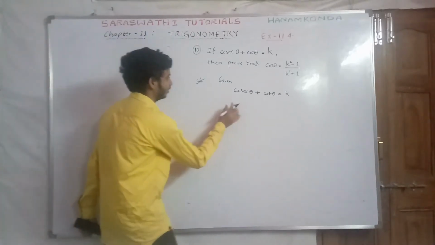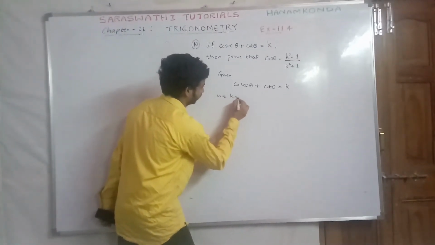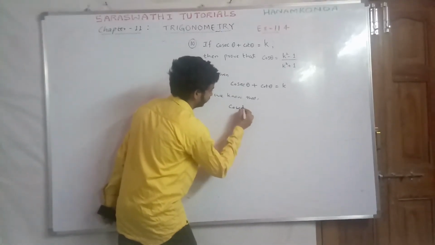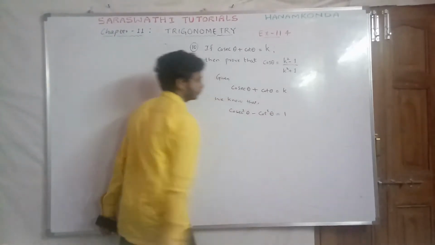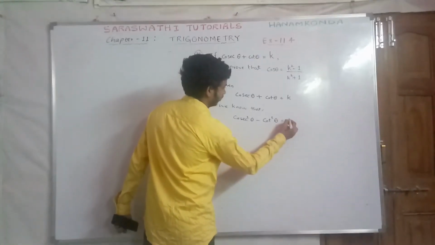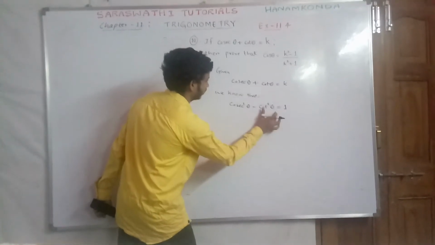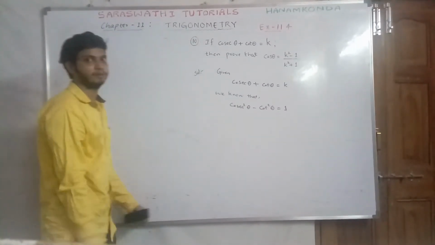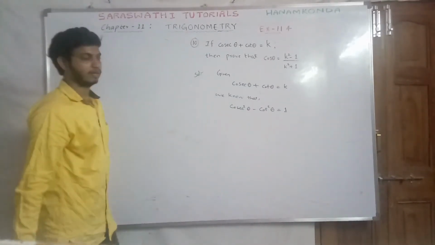So we know the identity cosec square theta minus cot square theta equal to 1. Okay, this identity is of the form a square minus b square, same as the previous question. So we can substitute it as a plus b into a minus b. That means cosec theta plus cot theta into cosec theta minus cot theta we can write.